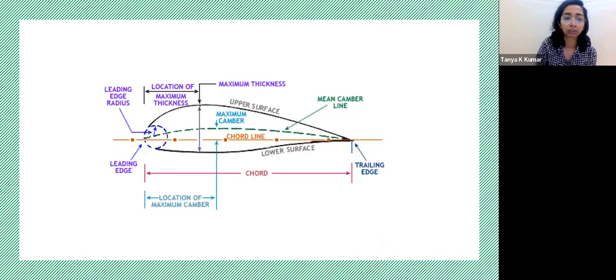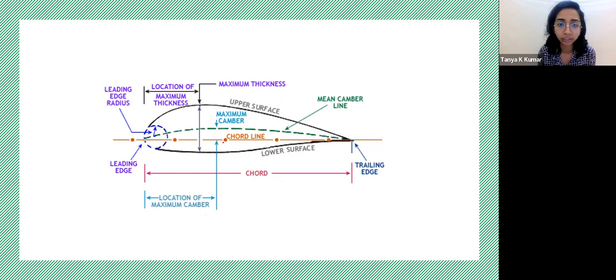Before we begin, we'll just discuss the basic nomenclature of an airfoil. I'm sure all of you already know this, but we'll just go over it once so that all the other questions are easy to solve and no terms are new and you're familiar with the terms. So an airfoil has a leading edge and a trailing edge. Yeah, this is the leading edge and this is the trailing edge.